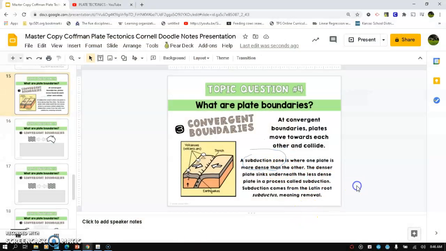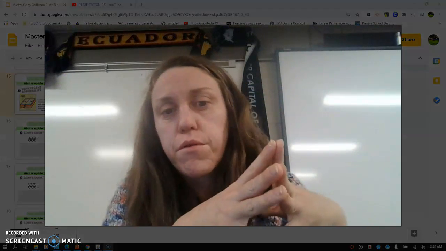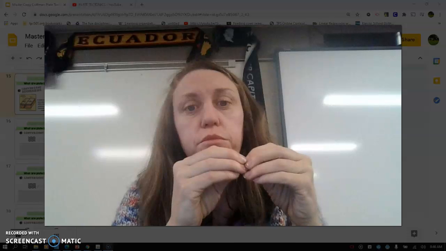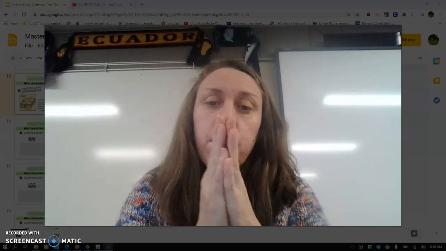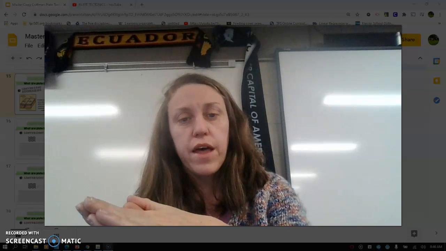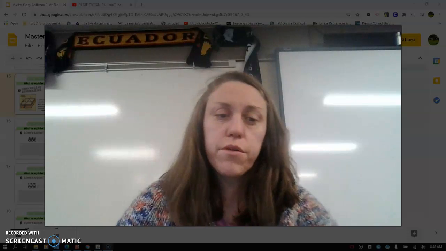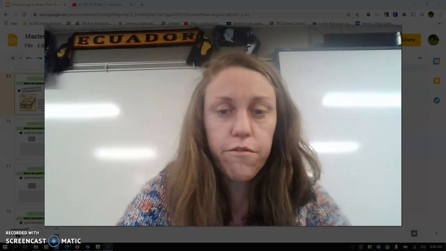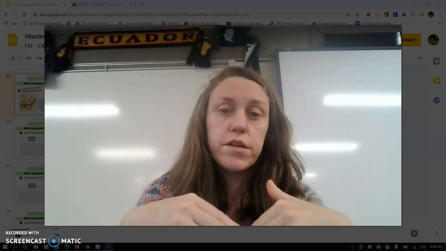A subduction zone is where one plate is more dense than the other. The denser plate sinks beneath the less dense plate, and the process is called subduction. Subduction comes from the Latin root subductus, which means removal. Remember, density is such an important part of this. When something is more dense, it has more matter in a smaller amount of space, so it's pulled down by gravity, and that's why it sinks. We're going past the big boy and big girl words of sink and float. You'll use more dense or less dense.